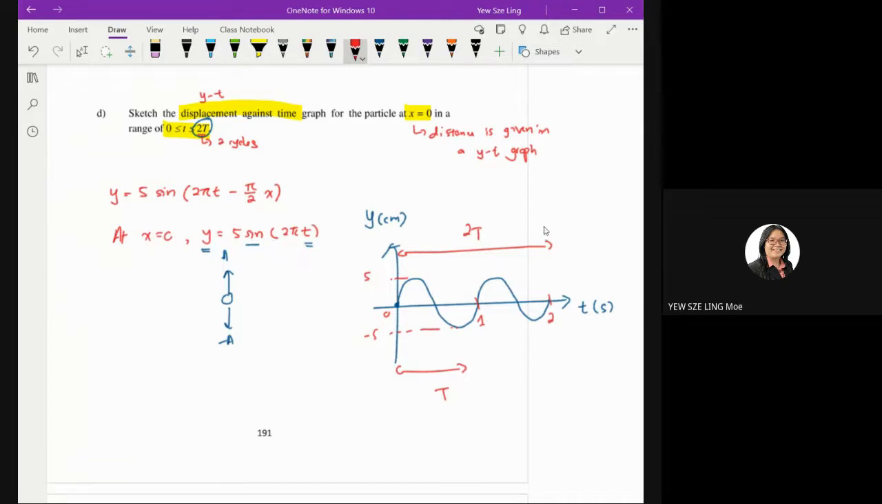All right, so this is your question D. I give you 2 minutes to write it down. Then we will go back to question C. Question C is a question with initial phase angle.